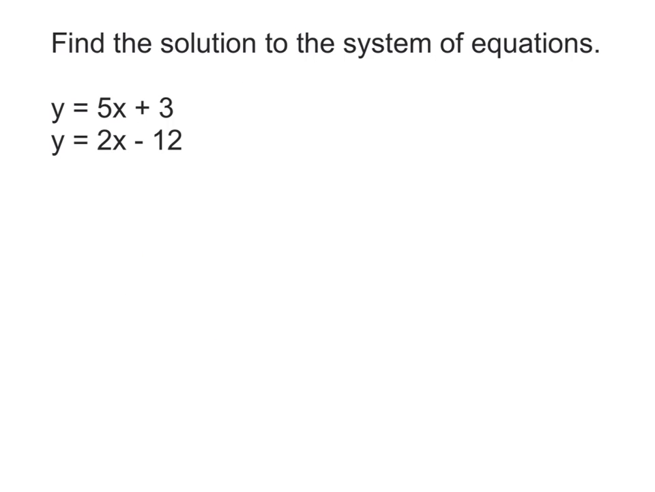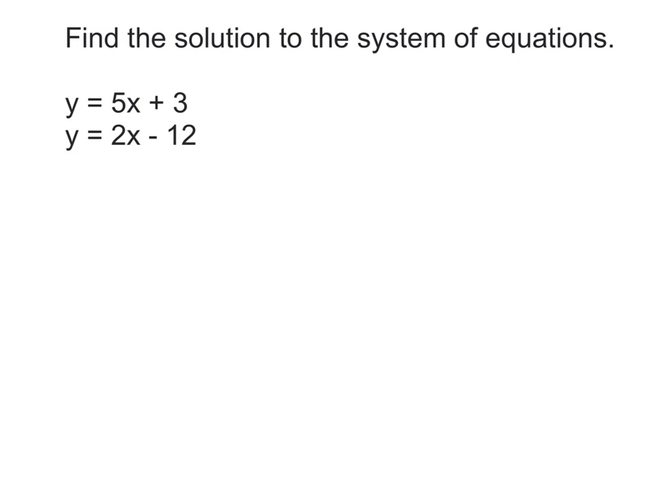So here's our first example of finding a solution to a system of equations by substitution. Again, earlier this chapter, we've already found the solution to this system by graphing y equals 5x plus 3, and graphing y equals 2x minus 12 on a coordinate plane, and then finding the intersection of those two lines, and that would be the solution. Well, now we're going to solve the system by substitution.